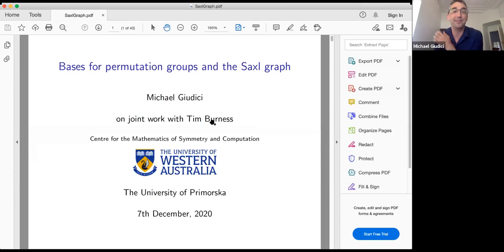There you go. Okay, so bases for permutation groups and the Saxl graph. Most of this is joint work with Tim Burness. So what do I mean by a base for a permutation group? I have a group G, which is a subgroup of Sym(Omega).